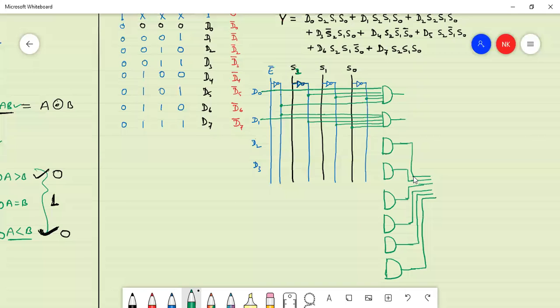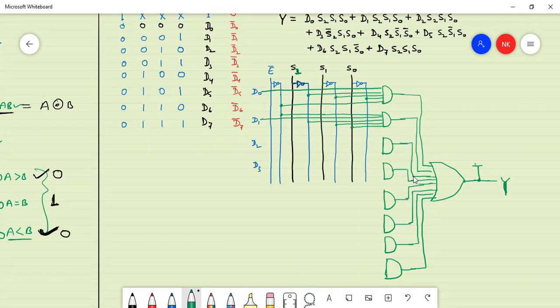Okay, and all of these inputs are ORed together. यहाँ पर जो आउटपुट आएगा वो that will be an output of y, और हमें अगर y bar भी लेना हो तो what we will do, we will take a NOT gate from this output, and we will have the output y bar also.